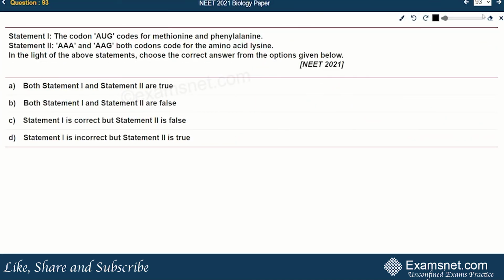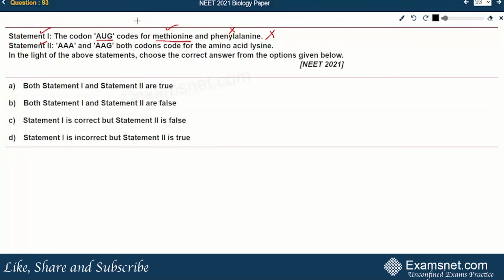Now question number 93 from the chapter Molecular Basis of Inheritance, class 12. And here we are given two statements, statement 1 and statement 2. And we have to find out if one or both of them are correct. So the first statement is the codon AUG codes for methionine and phenylalanine. So the first part is true because it codes for methionine, but it does not code for phenylalanine. So overall the statement is not true.